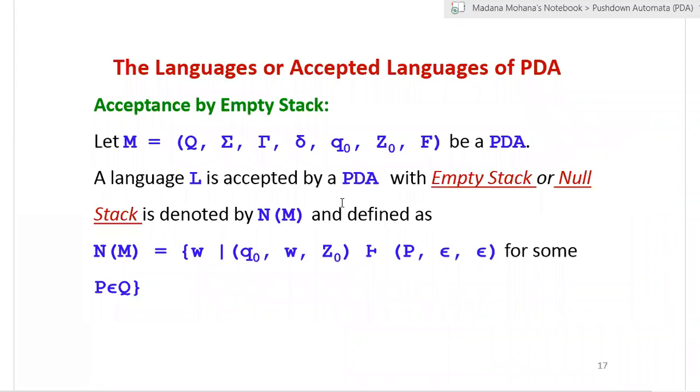Similarly, the second condition is acceptance by empty stack. Everything is the same here; the only difference is in the acceptance condition, and the definition is the same. Let M equal to (Q, Sigma, Tau, delta, q naught, Z naught, F) be a pushdown automaton. A language L is accepted by a PDA with empty stack, also called null stack, which is denoted by N of M. Here N stands for null stack. The language accepted by final state is by default denoted by L of M, but especially for empty stack or null stack, it is denoted as N of M.